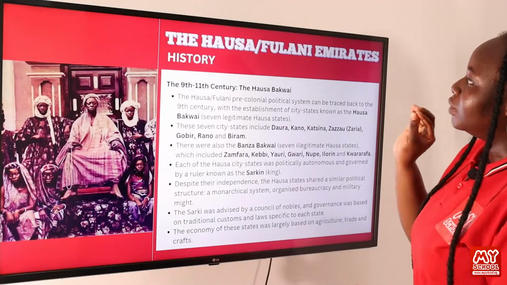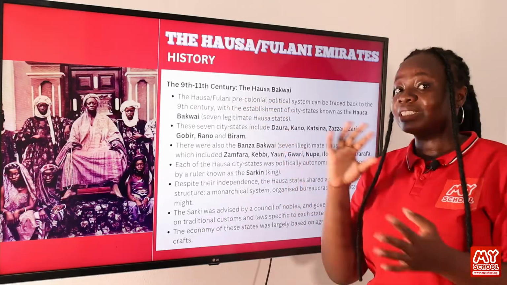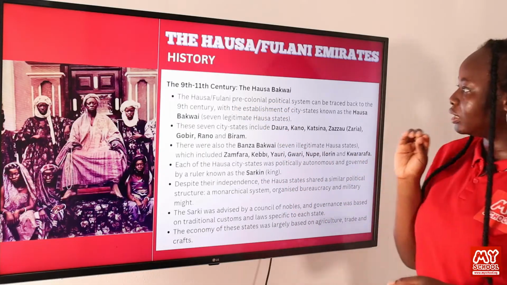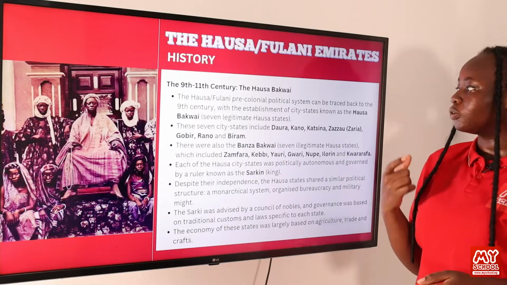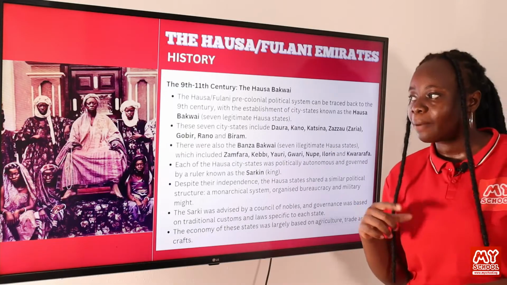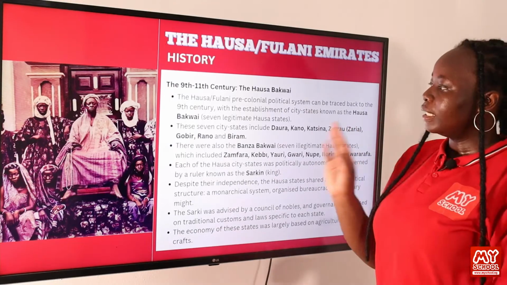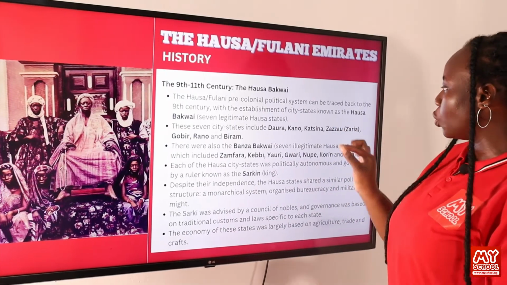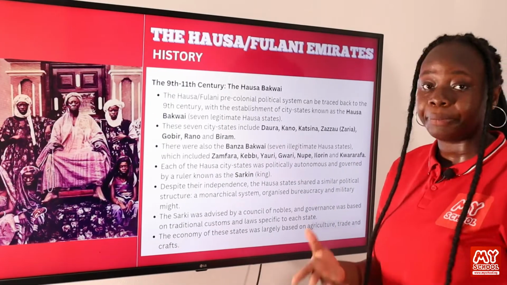The Hausa/Fulani Emirates had their history recorded right from the 9th century. The Hausa/Fulani pre-colonial political system can be traced back to the 9th century with the establishment of city-states known as the Hausa Bakwai. The Hausa Bakwai means 7 legitimate Hausa states. These 7 city-states include Daura, Kano, Katsina, Zazzau or Zaria, Gobir, Rano, and Biram.